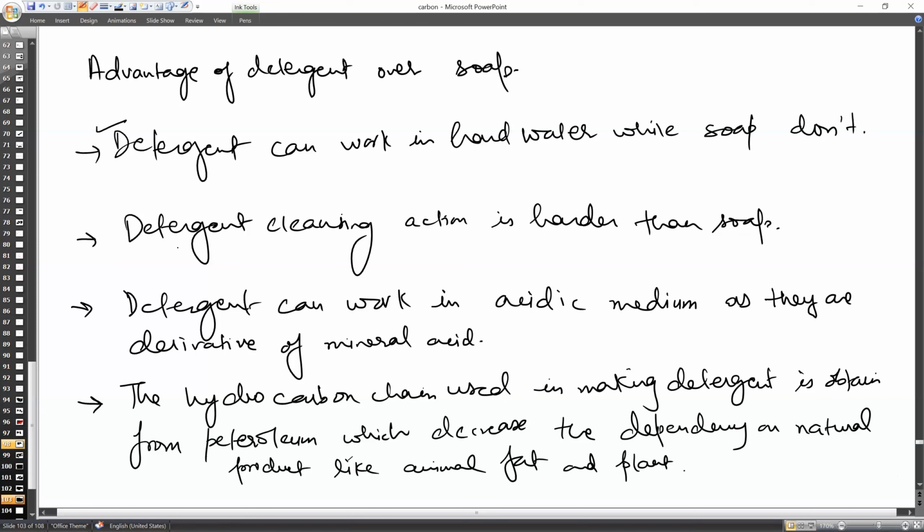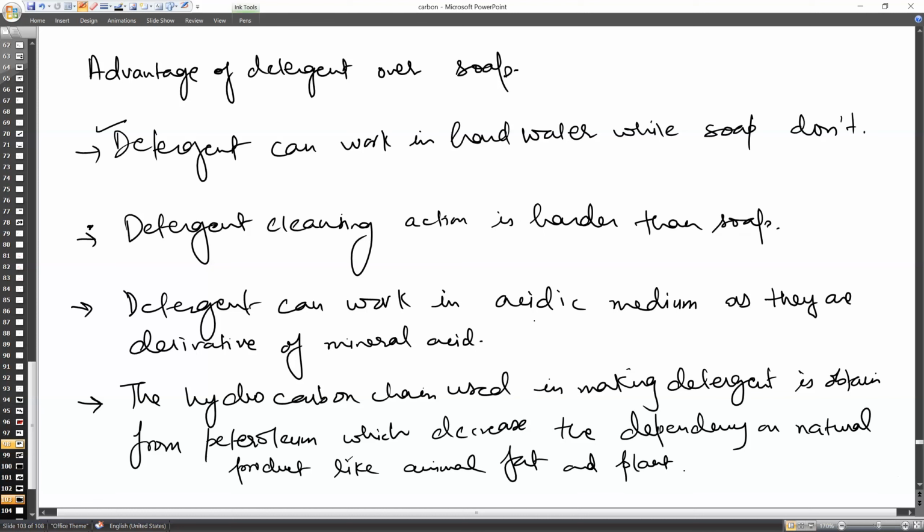Second, the cleaning action of detergent is harder than soap. That means detergents clean well; the power of cleaning in detergent is better compared to that of soap. So where we need harder cleansing action, we use detergents, like in clothes and similarly in cleaning utensils.